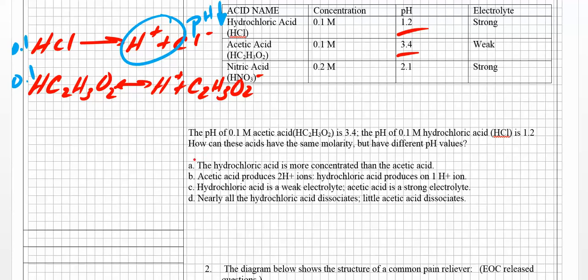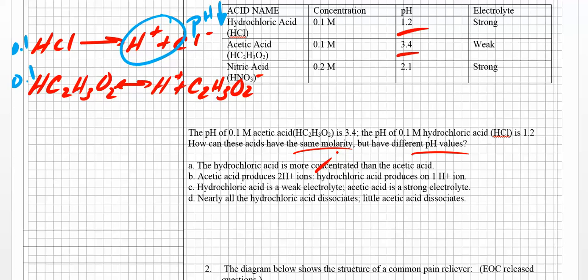Let me read the question one more time. How can these acids have the same molarity but different pH values? So let's see if we can find one of these answers that matches what we've just said. A, the hydrochloric acid is more concentrated than the acetic acid. Well, gee, hydrochloric acid's concentration is 0.1, and so is acetic acid. That cannot be the right answer. Let's knock that one out right now.